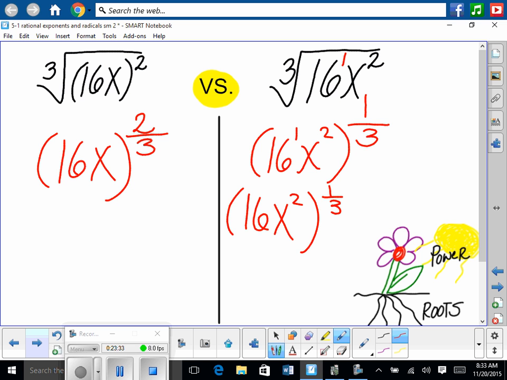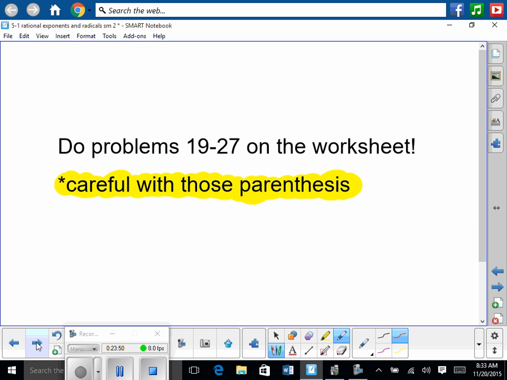Look at my 2 answers. Don't they look pretty different? Yeah, and they are different. Does that help kind of solidify the difference a little bit? Okay. So do problems 19. So we're skipping to 19 through 27. Ready, set, go. Almost easier.